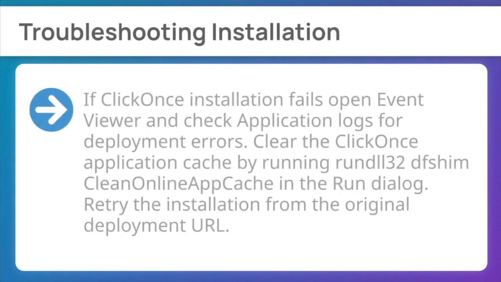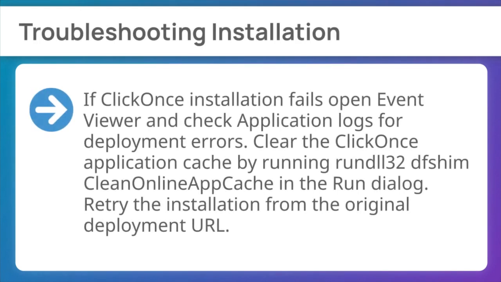Next, troubleshooting installation. If ClickOnce installation fails, open Event Viewer and check application logs for deployment errors. Clear the ClickOnce application cache by running rundll32 dfshim CleanOnlineAppCache in the Run dialog. Retry the installation from the original deployment URL.